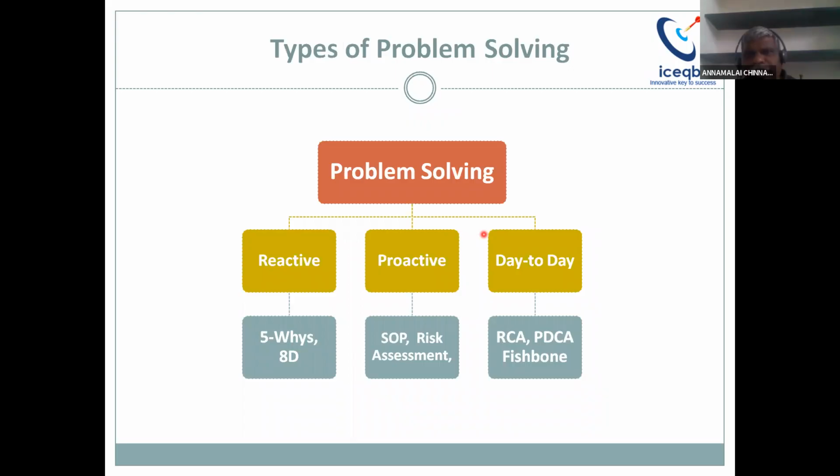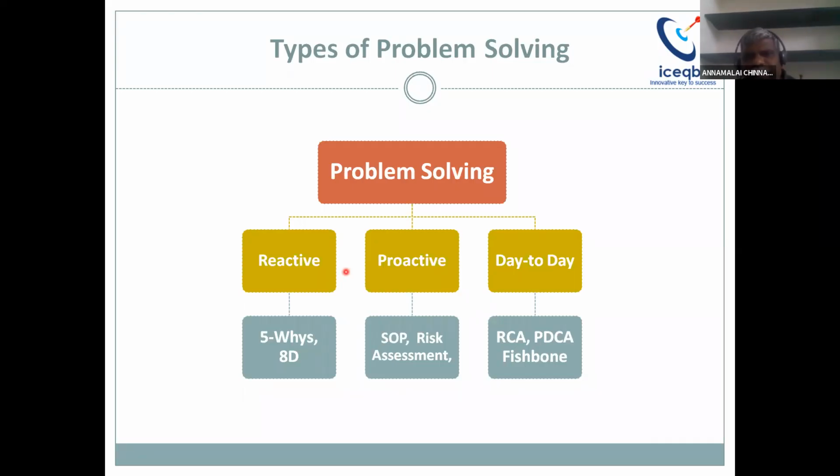In our typical day-to-day life, we are always facing some problems and also solving problems. This problem solving can be divided into 3 parts: reactive, proactive, and day-to-day. Whenever we talk about a reactive problem solving technique, that means the problem has already happened and we don't want the problem to happen again.